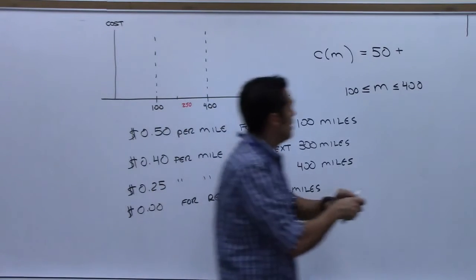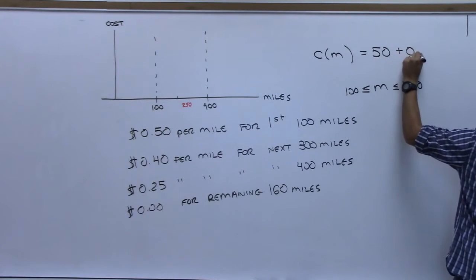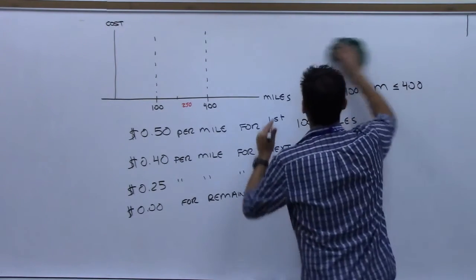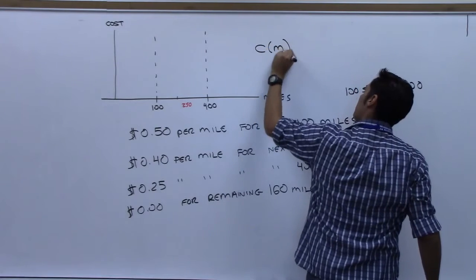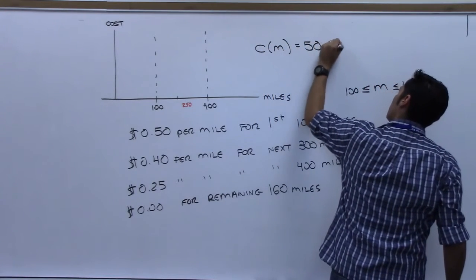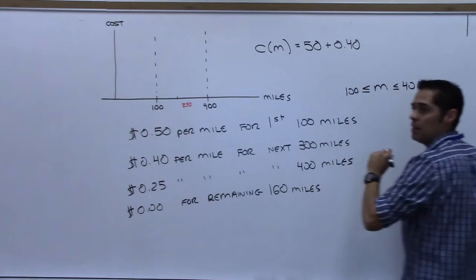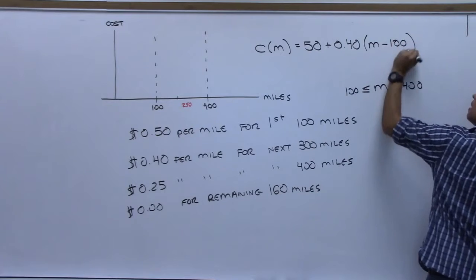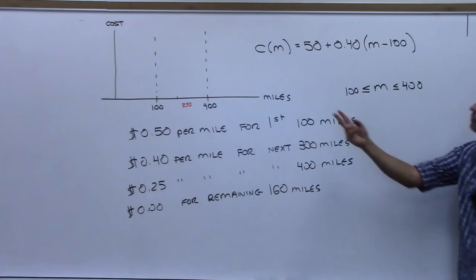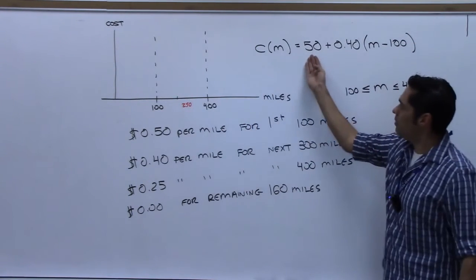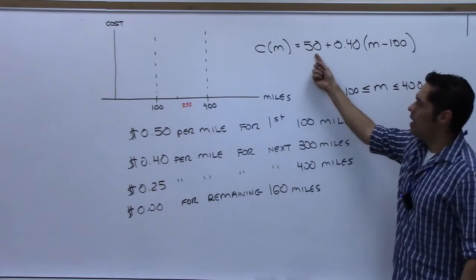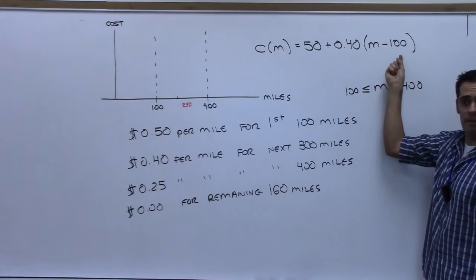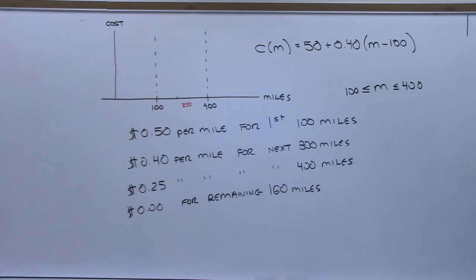So watch the way I'm going to write this here. It's going to be 0.40. I'm going to run out of room. Let me move this over. The cost as a function of M is going to be the 50 plus the 40 cents, right? Times, not M, but M minus 100. So now if you plug in 250, you're going to spend the 50 bucks for the first 100 miles there, and then you're only going to pay 150 miles, which is this, at the 40 cents per mile. Yeah?